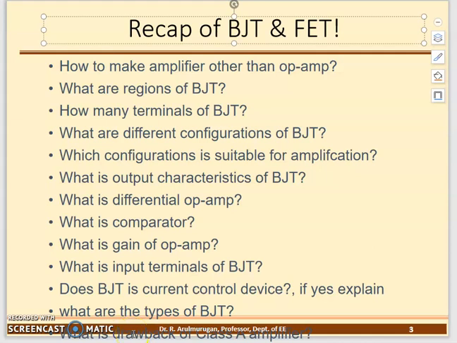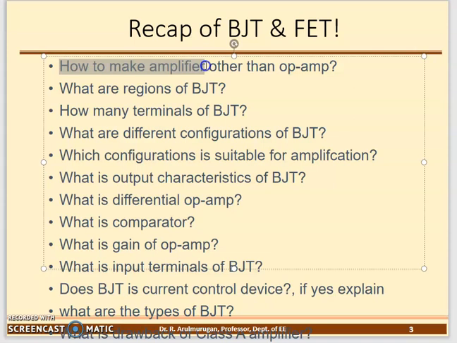So we're going to recap about that. These are the points. First one, how to make the amplifier. An op amp can be used to make the amplifier. How to make the amplifier means the op amp can be used to make the amplifier.